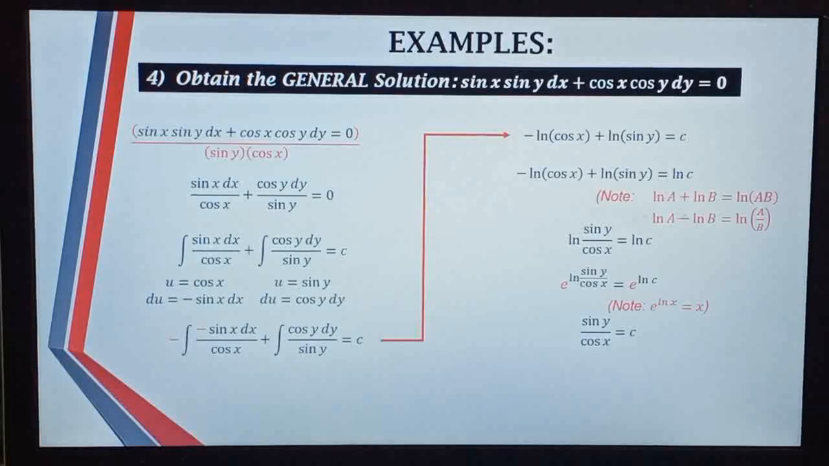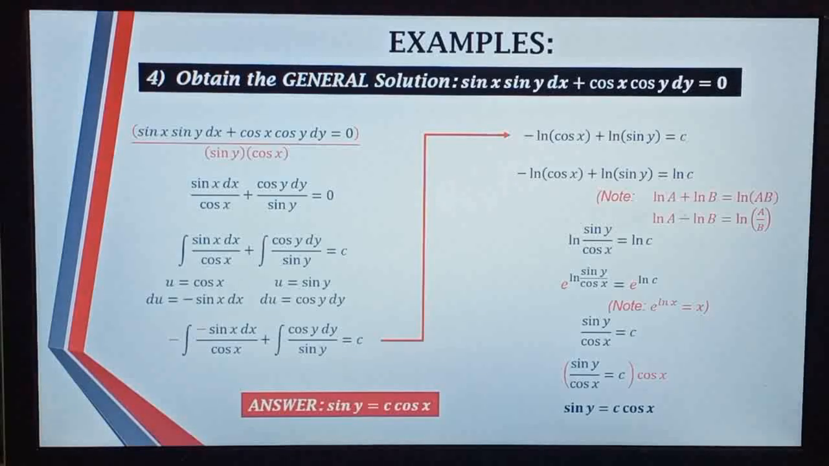Then, all you have to do is to multiply the equation by cosine of x for you to have sine y equals c multiplied to cosine of x. So, our final answer is sine of y equals c cosine of x.